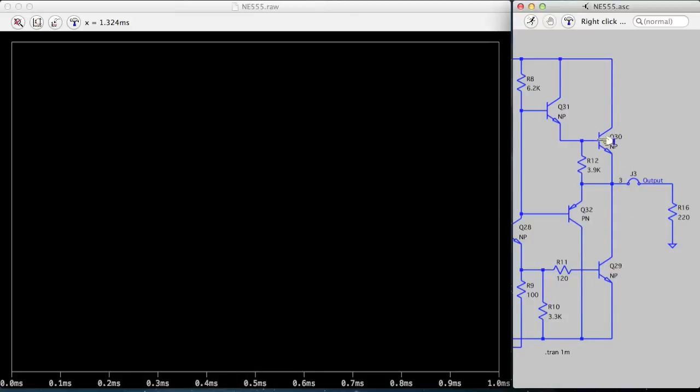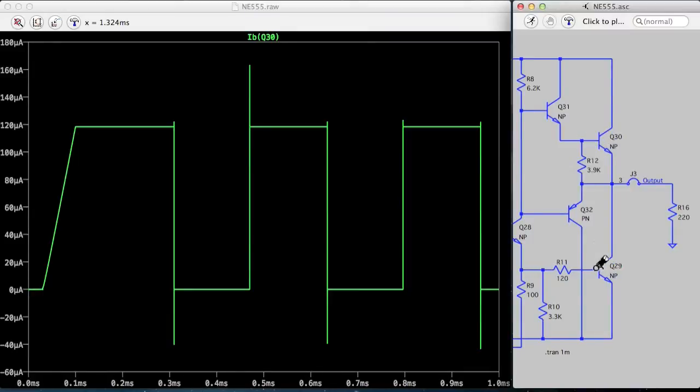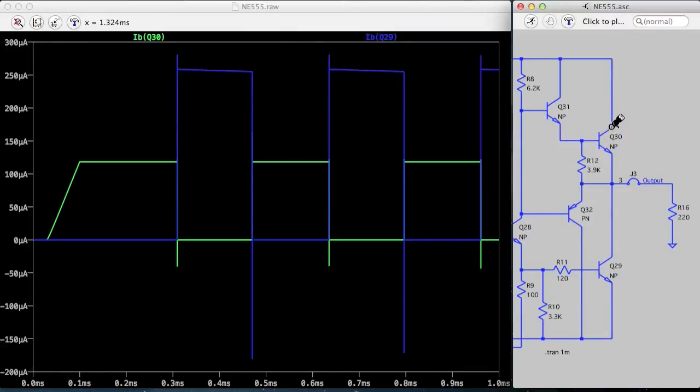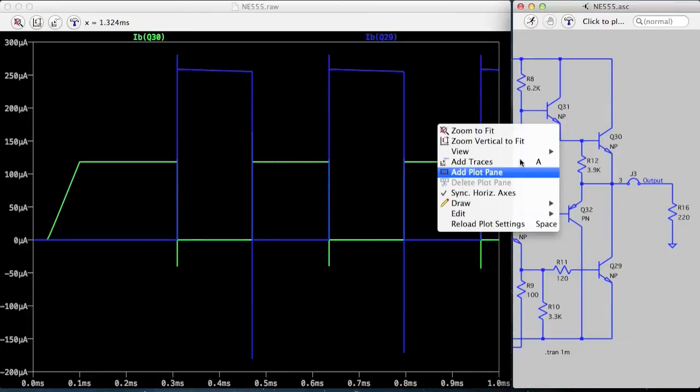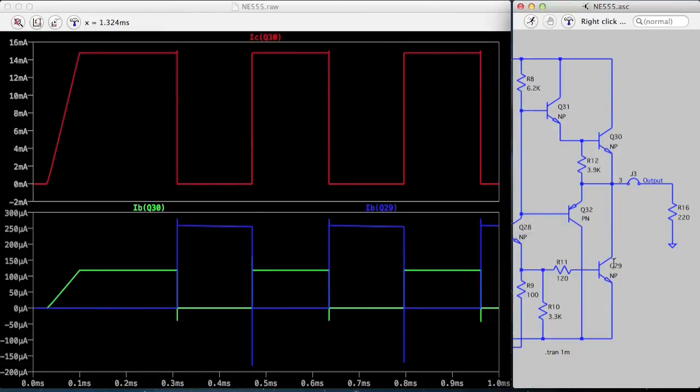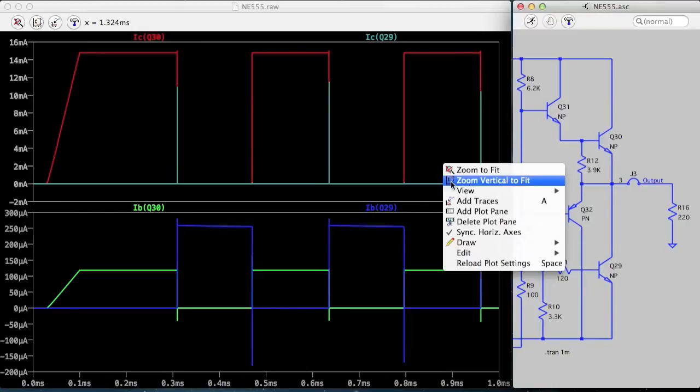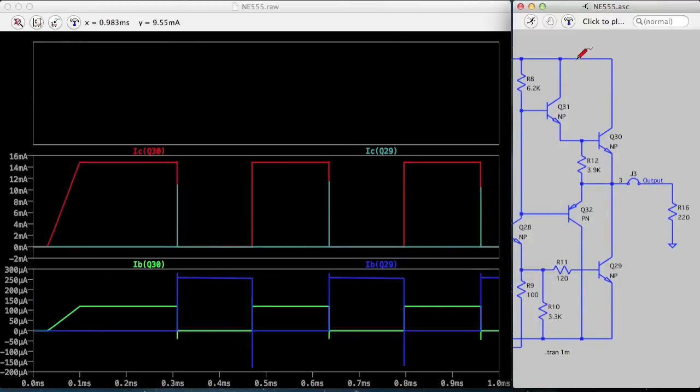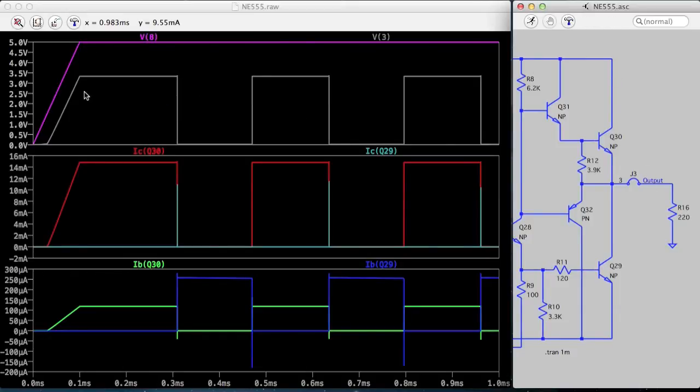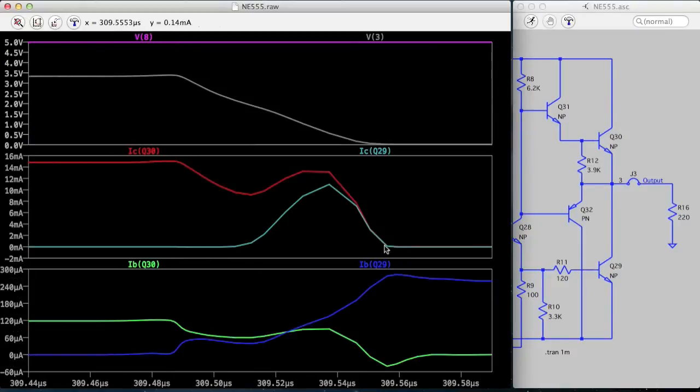And let's have a look what the output switching looks like. So we look at these base currents and also have a look at these collector currents, and we will have a look at the supply voltage, which stays constant at 5 volts at the moment, and of course the output. So the output is switching on and off here, and let's see what happens when the output switches off.